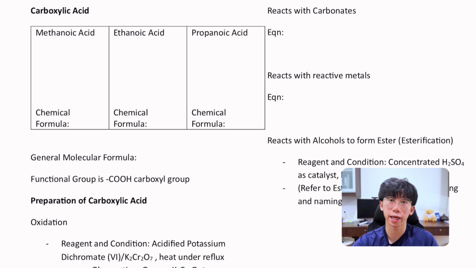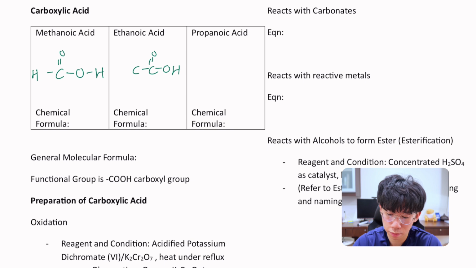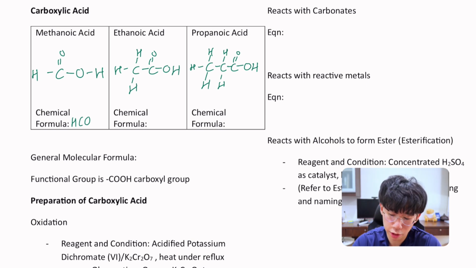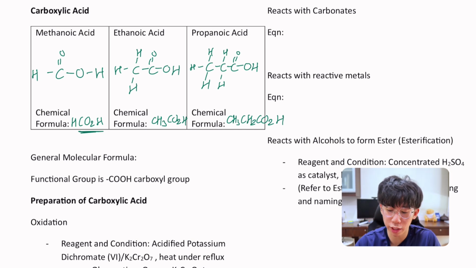Now we're going to talk about carboxylic acids. Some simple examples include methanoic acid, so 1 carbon with COOH, ethanoic acid, which is 2 carbons long, or propanoic acid, which can be 3 carbons long. So this is the start of the homologous series of your carboxylic acids. Chemical formula, this is HCO2H, this is CH3CO2H, and then this one is CH3CH2CO2H. So as you can see, these carboxylic acids have the typical CO2H functional group.